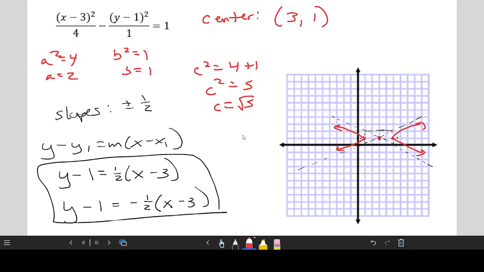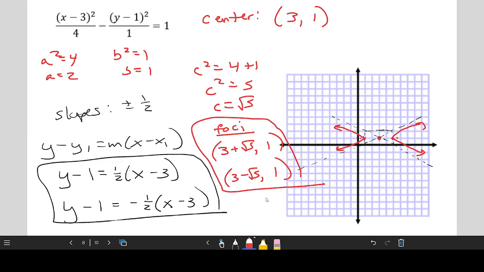Now, the center is not the origin this time, so we have to think carefully about the coordinates for each focus. So the y coordinate of both of them is 1, right? The center has a y coordinate 1. All these points are on the line y equals 1. But we started at the center, which has an x value of 3, and we added and subtracted. We added to go to the right, and we subtracted to go to the left. So those would be the coordinates for each focus.